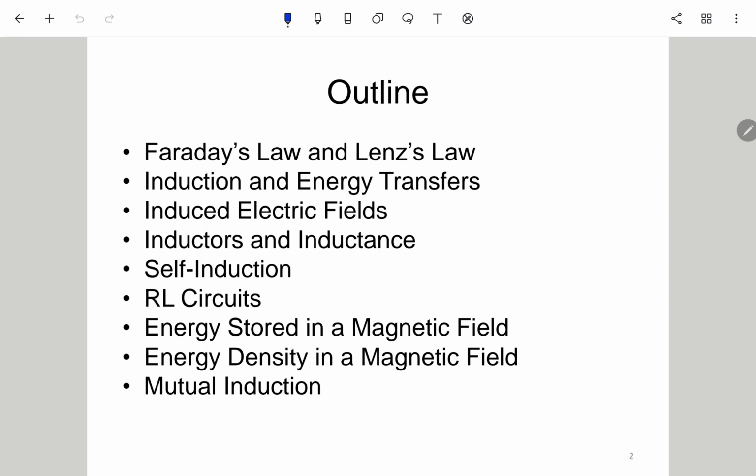I cannot show the proof at this moment because I assume you don't know how to solve a linear ODE yet. So after this chapter, I will have some supplementary math, mentioning how to solve a linear constant coefficient ODE. And then we'll also talk about the energy stored in a B field and the energy density in a B field. And finally, we have mutual induction.